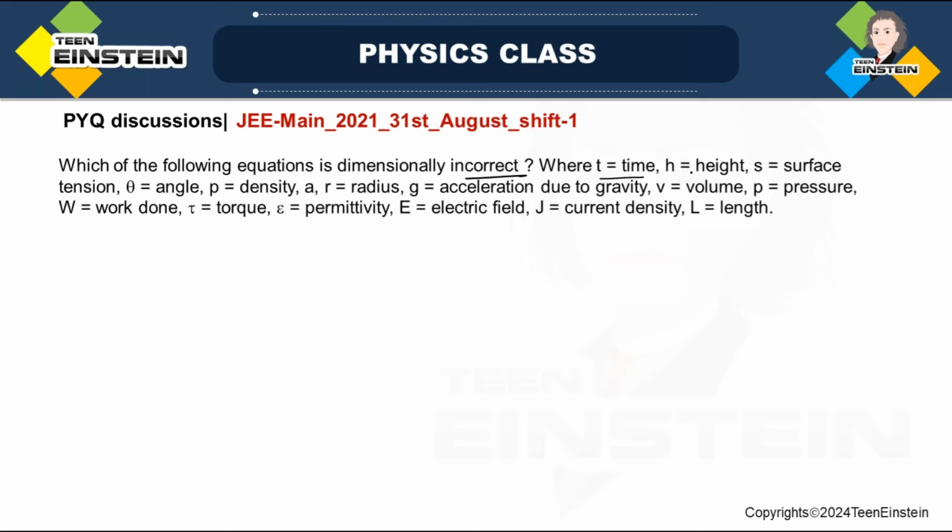Where t is the time, h is the height, s is the surface tension, theta is the angle, rho is the density, and r is the radius, g is the acceleration due to gravity, v is the volume, p is the pressure, w is the work done, tau is the torque, epsilon is the permittivity, and E is the electric field, and J is the current density, L is the length.